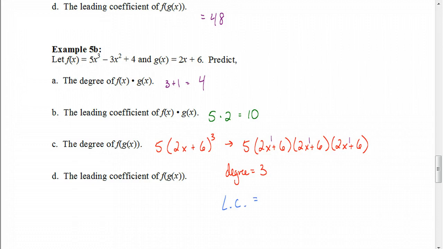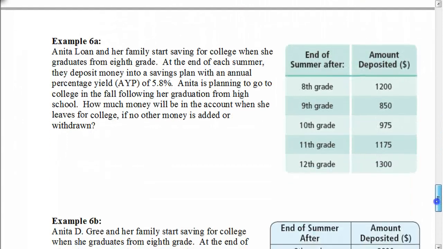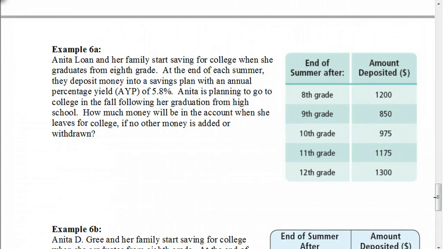The leading coefficient, we get by multiplying together the coefficients, the 2's all together, times that 5. And when you do that, you end up getting your answer, which is 40. So that would be your leading coefficient. Let's look at some story problems now.